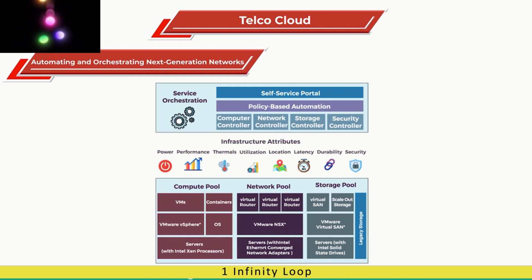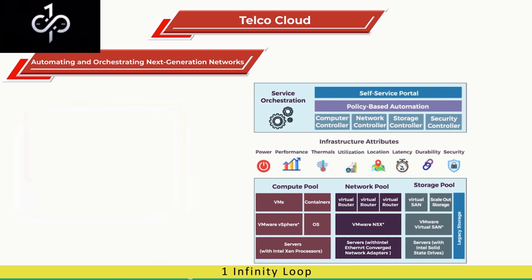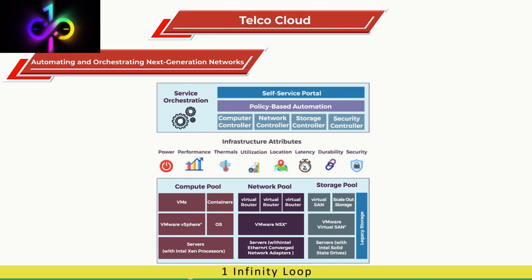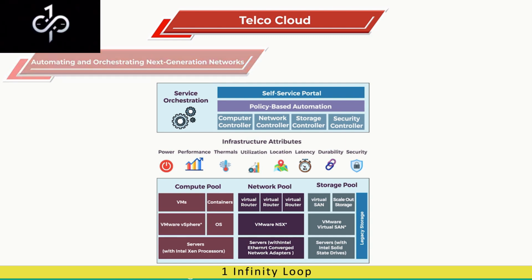In a cloud-native network made up of microservices and shared resources, the operational intelligence that CSPs need to manage such dynamic environments must feature just-in-time analytics to trigger components and must offer a single line of sight for monitoring and resolution. With the shift to microservices and multi-cloud environments, the manual operation processes of current networks will no longer be feasible. Telco cloud automation tools include orchestration software engineered to accelerate the time to market of modern network functions, virtual network functions, cloud-native network functions, and physical network functions, while igniting operational agility through lifecycle management automation.